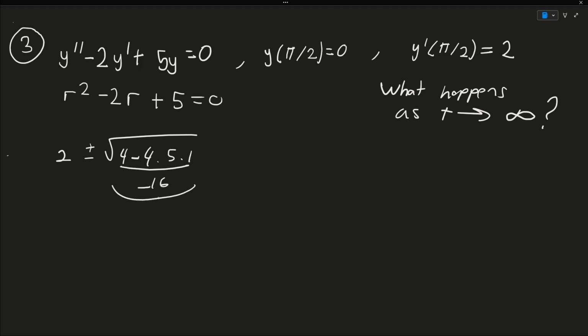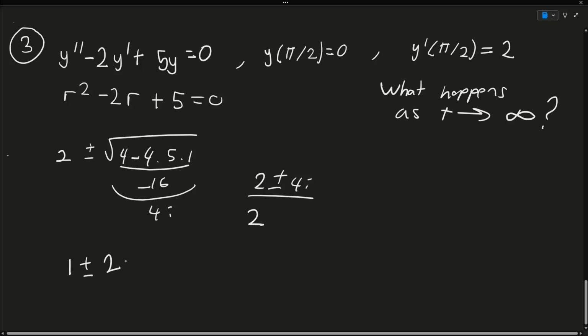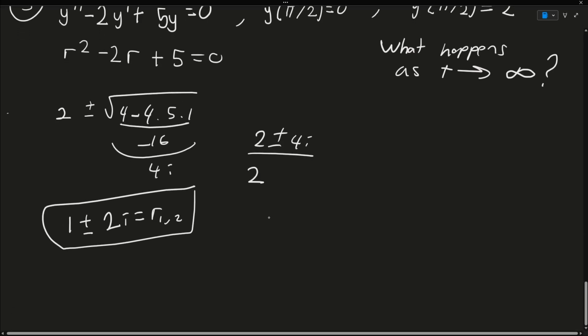This will eventually correspond to 4i. So 2 plus or minus 4i divided by 2, since a is 1, so we will have 2. So our solutions are just like this, okay? These are the roots. Now that we have the roots, we can build the solution of the differential equation from the formula.